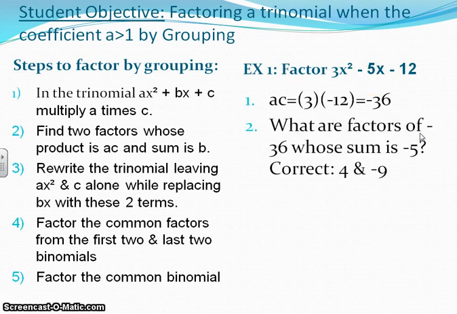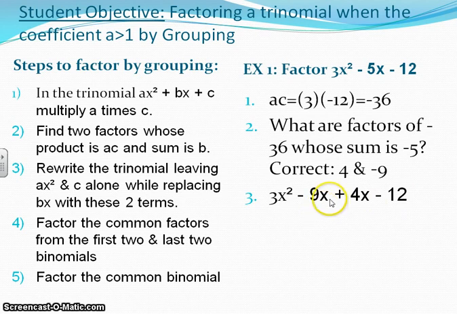Step 3. We rewrite the trinomial, leaving the ax squared, in this case it's 3x squared, and the c term, negative 12, alone, while replacing negative 5x by these two factors attached to x, 4x and negative 9x. And you can place them in either order. You will get the same result when everything is done. So here we have rewritten the trinomial with the two replaced terms.